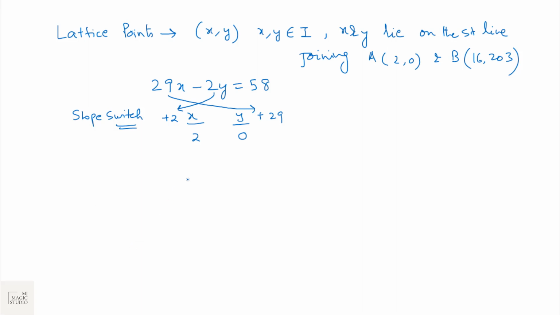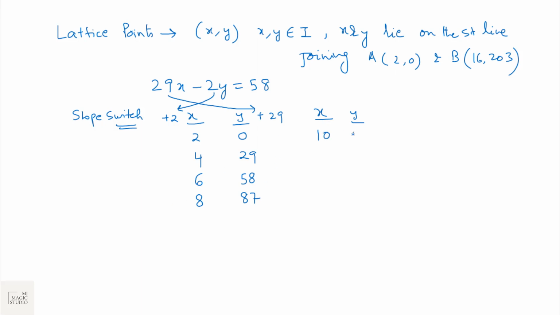And we can see the integral solution. 2 plus 2 is 4 and 0 plus 29 is 29. We can see 4 into 29 minus 2 into 29 will end up getting 2 into 29, that is 58. Then 6 plus 2 is 8, 58 plus 29, 87. Let me write it here again. 8 plus 2 is 10.